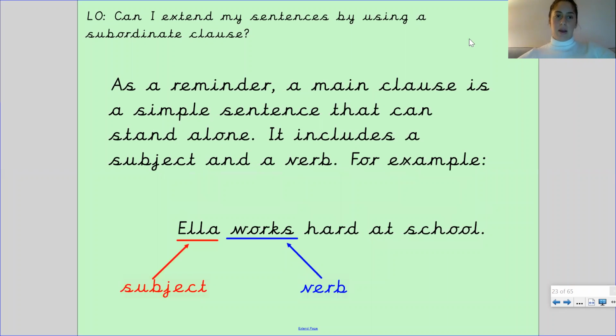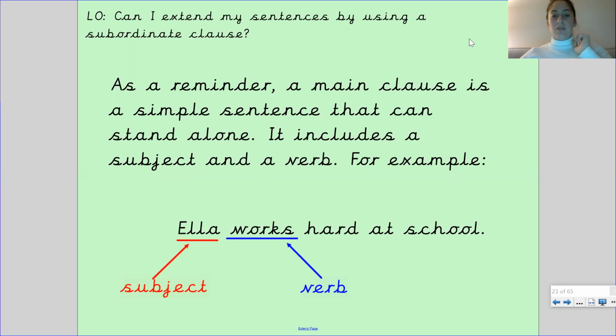Well, just as a reminder, a main clause is a simple sentence that can stand alone, so it makes sense on its own. It includes a subject or a noun and a verb. For example, Ella works hard at school. What's the noun in this sentence? Ella. And what is Ella doing? She's working, she works hard, so that's the verb.